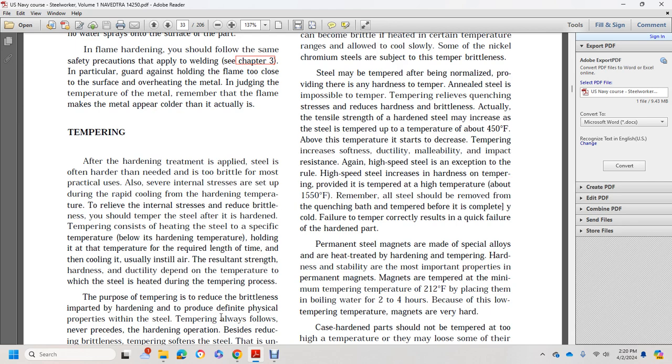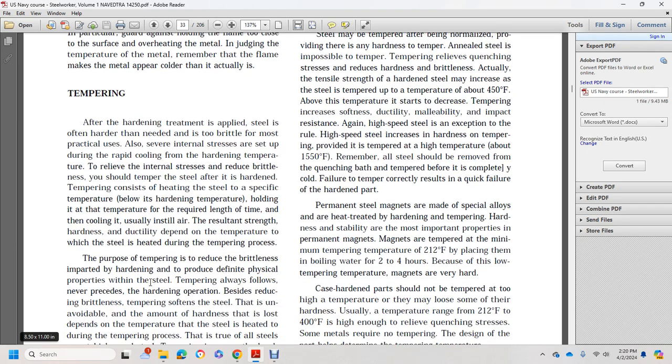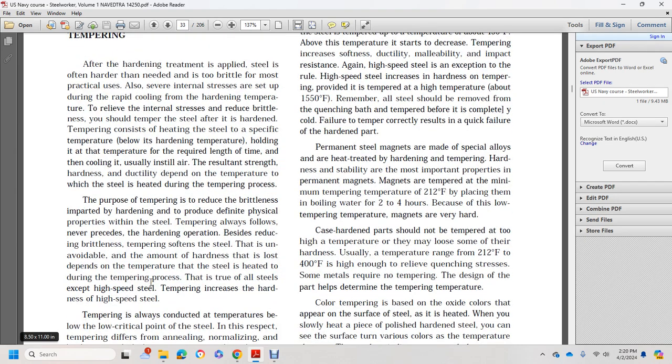Tempering consists of heating the steel to a specific temperature below the hardening temperature, holding that temperature for the required length of time, then cooling it in still air. The resultant strength, hardness, and ductility depend on the temperature to which the steel is heated during the tempering process. The purpose of tempering is to reduce the brittleness imparted by the hardening and to produce definite physical properties within the steel. Tempering always follows the hardening operation and, besides reducing brittleness, softens the steel.